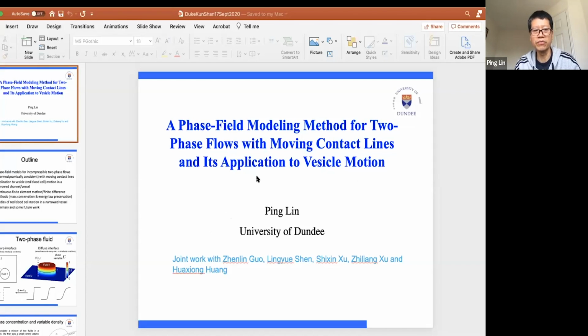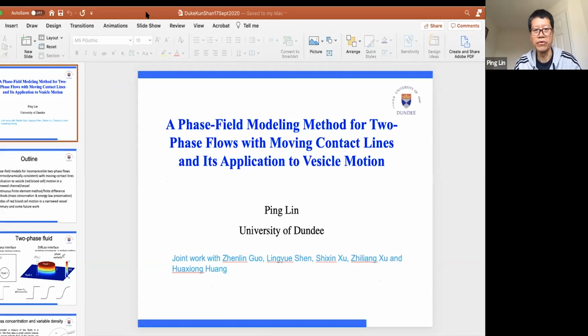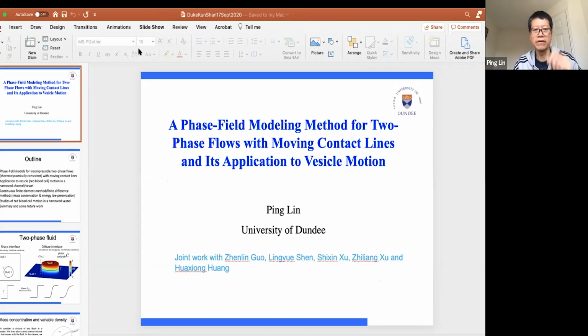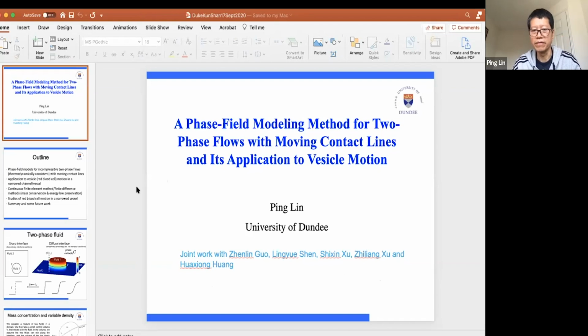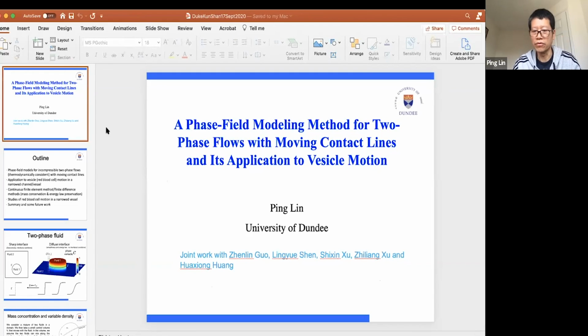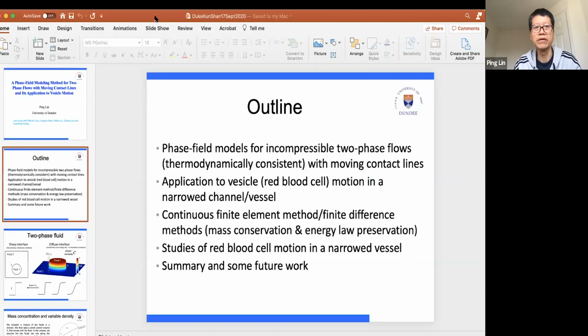The talk is going to be a collection of 3 or 4 papers with my former PhD student Zhenlin Guo, which Shixin also mentioned in the introduction, and Lingyue Shen, the current PhD student, and Shixin, and then Zhiliang and Huaxiong. Zhiliang is a professor at the University of Notre Dame, and Huaxiong is a professor at York University in Canada. Huaxiong has also been a collaborator for a long time. So that's roughly the title and my collaborators.